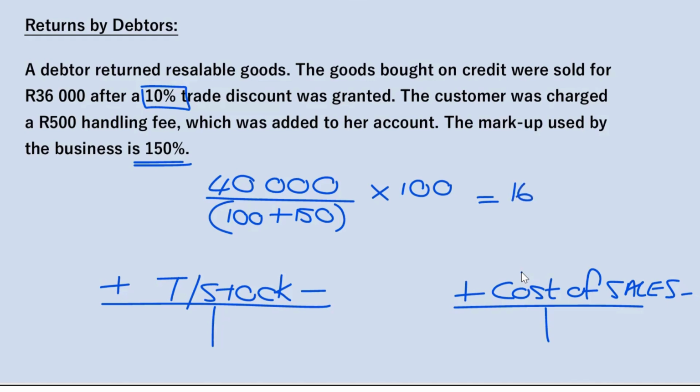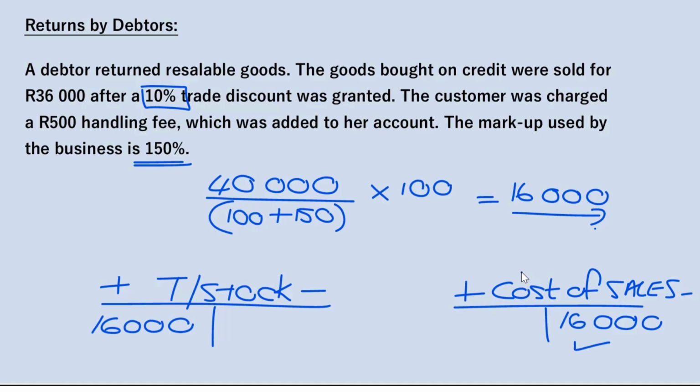So that gives you an answer of 16,000. Yes. So this stock was returned to us with an original cost price of 16,000. So we need to increase our trading stock with 16,000, and we need to decrease our cost of sales. Okay, so how will you handle that cost of sales in your income statement? You will subtract this value from your existing cost of sales.